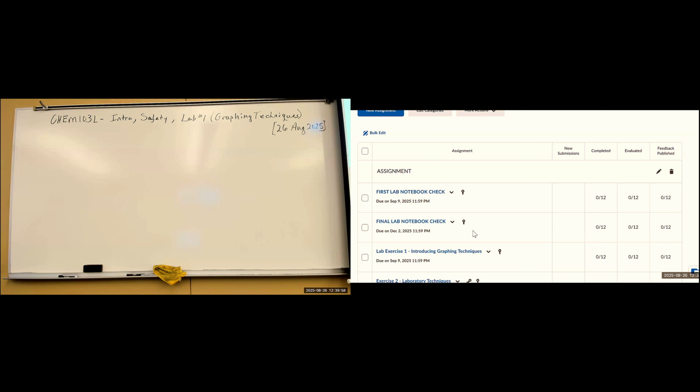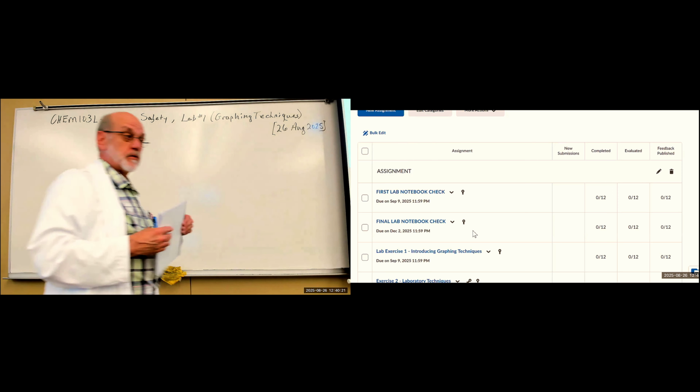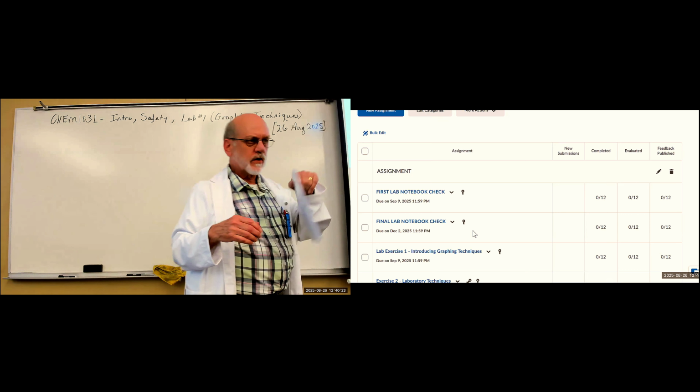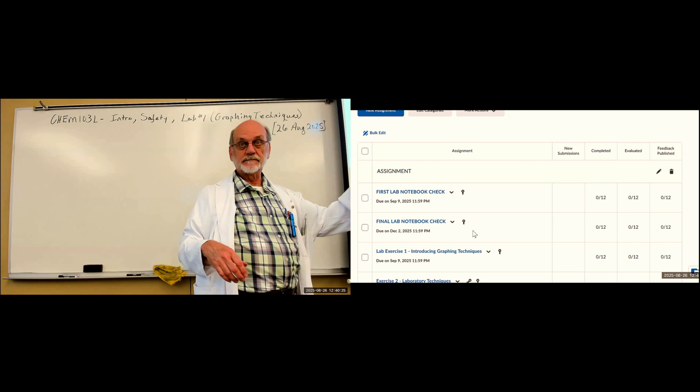And let's see, I was looking for another. No, not this semester. Okay, so the only, oh, lab techniques. That's right. The first two. Graphing techniques is the first lab. Lab techniques is the second lab, and those are informal labs. So you will answer questions and you just turn the hard copy back in to me.